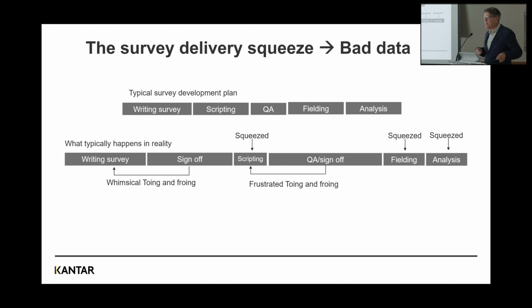And once people start getting frustrated, once they've spotted a problem in the survey, they start to spot all sorts of other problems, like spelling mistakes and stuff like that. Then that squeezes the fieldwork, and it squeezes, and it's a recipe for creating bad data. So I think a lot of the problems in our industry could be fixed by better operational procedures.